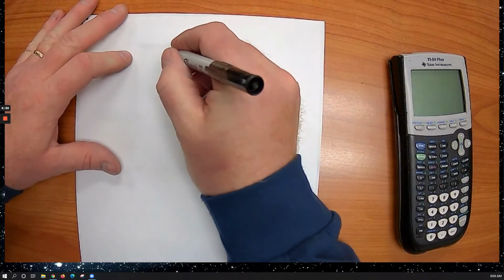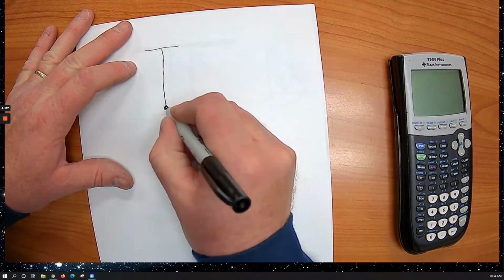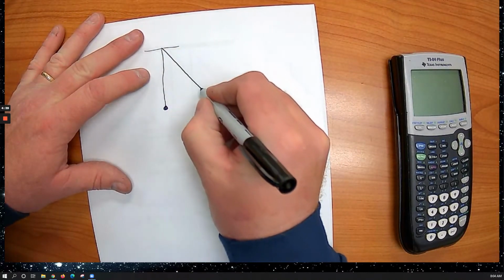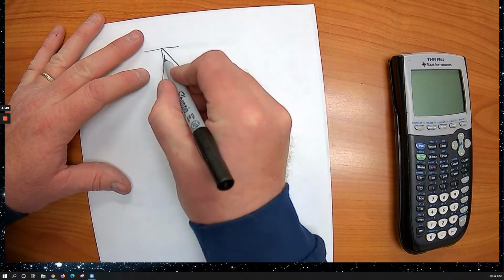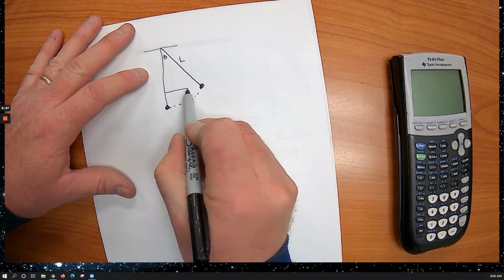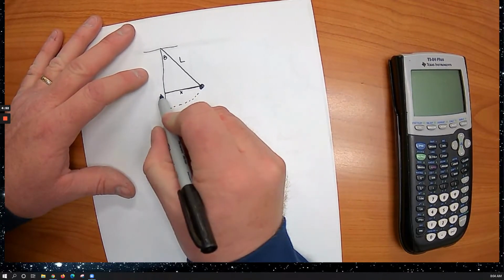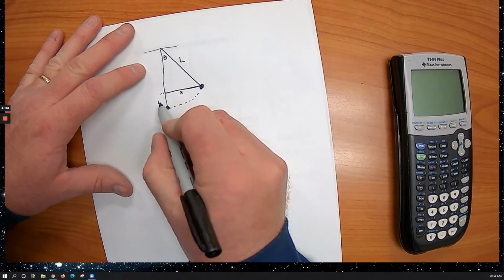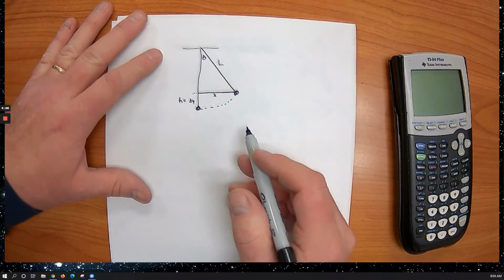So if I have a pendulum, we'll just simplify it like this, and here we go. So the pendulum has swung through this arc, and let's say we know this theta. The pendulum is of length L, and we know the horizontal displacement, I'm going to call that x, and the vertical displacement here is delta y, or height.